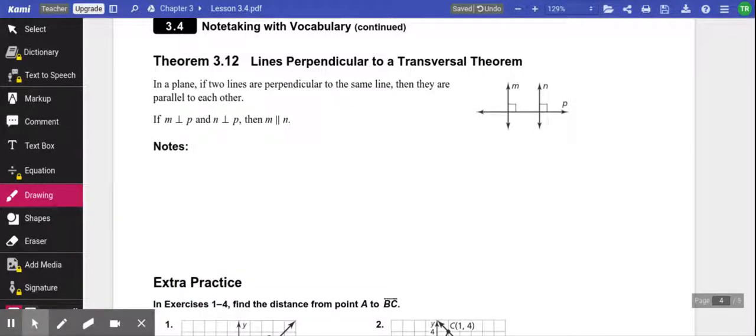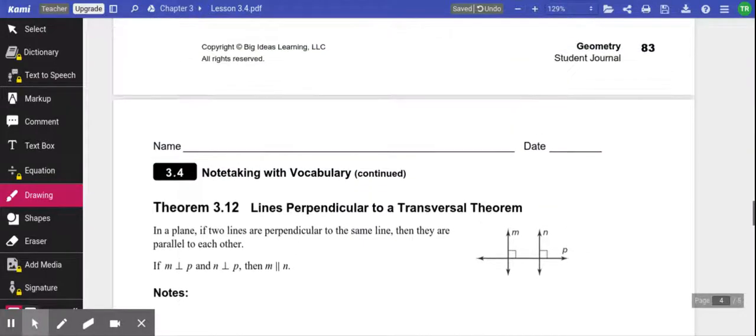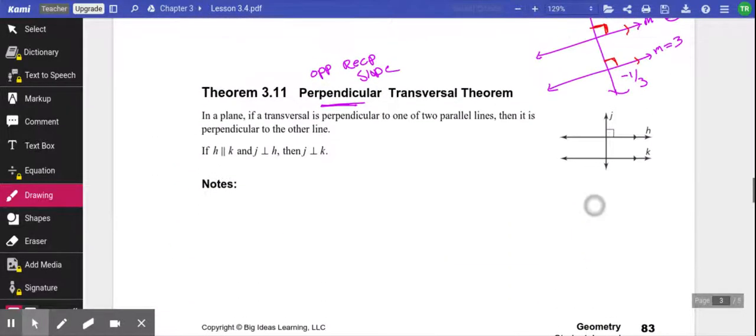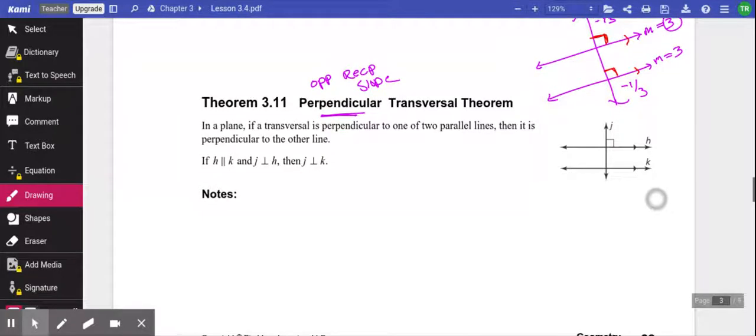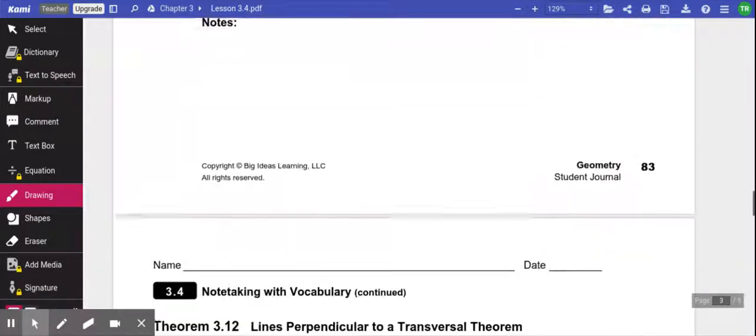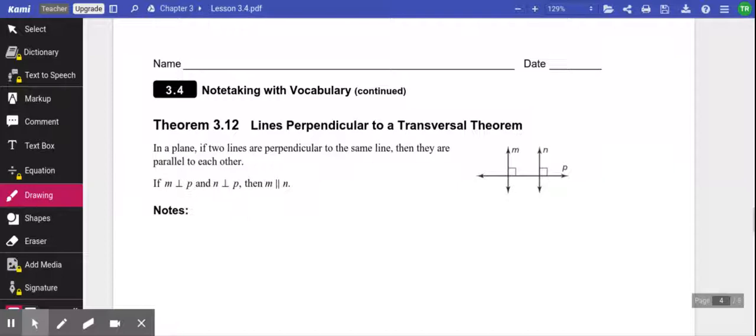In a plane, if two lines are perpendicular to the same line, they are parallel to each other. And again, that's almost the flip of this one, right? So here we're saying they're parallel, and so it's perpendicular to both. Here we're saying they're perpendicular, so they're parallel.